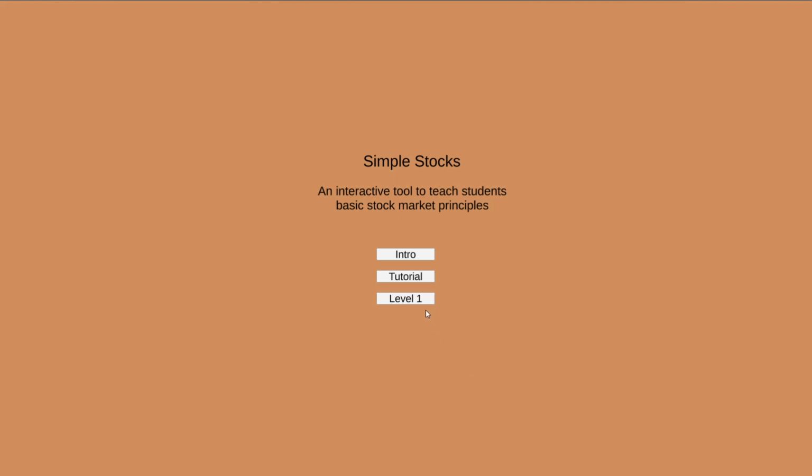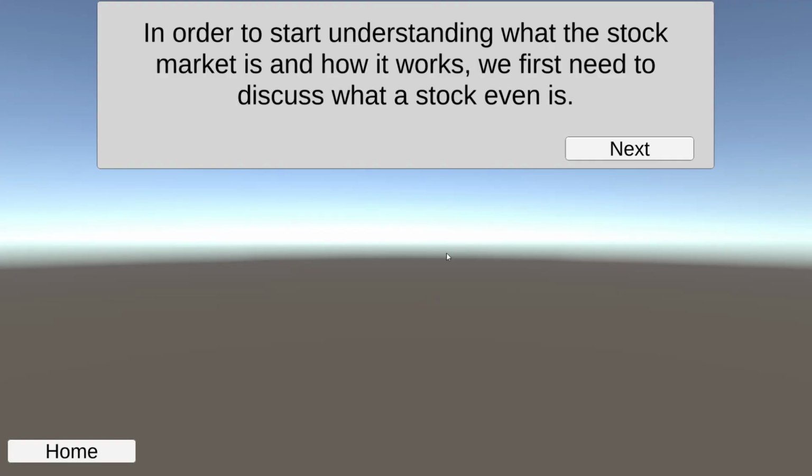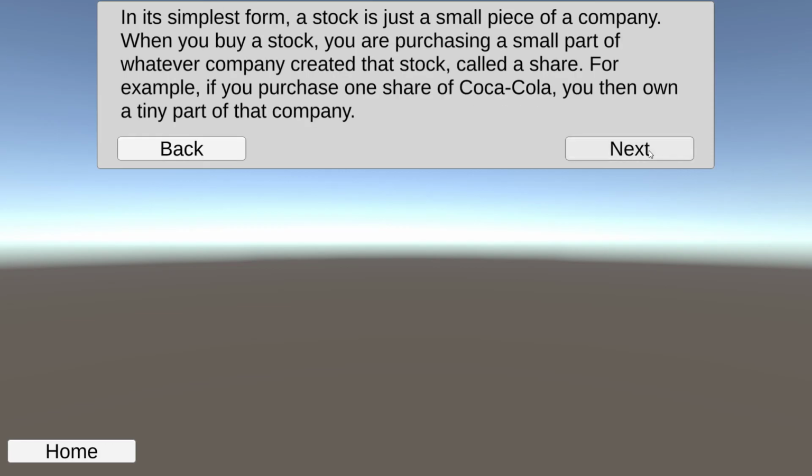Next, I'm going to be going over the first level. A lot of the UI and menus are going to be very similar to the tutorial. I didn't see any particular reason to change them. I thought it would be a better idea to keep everything consistent so that you could focus on the stock concepts as opposed to the actual menus themselves.